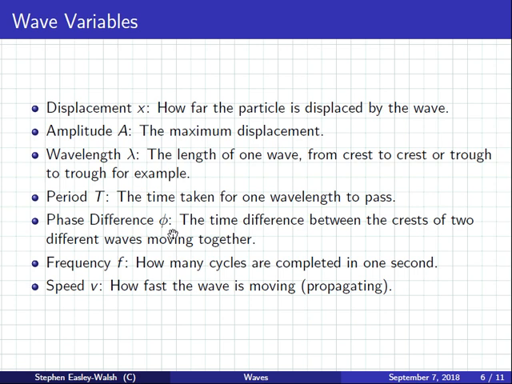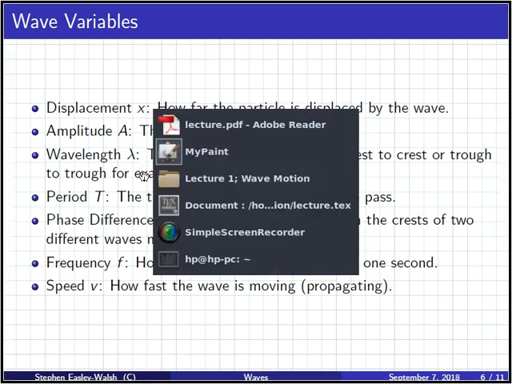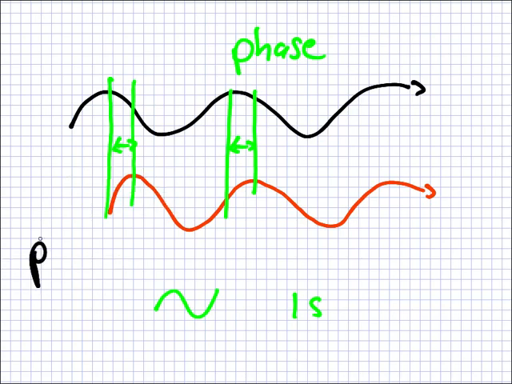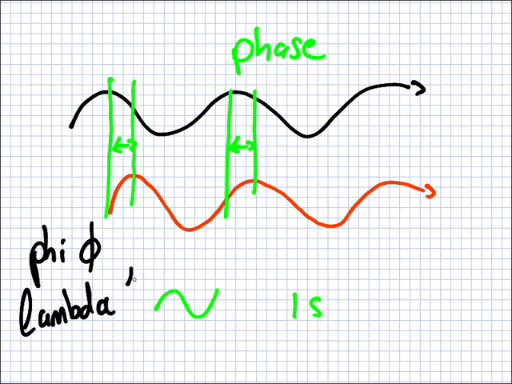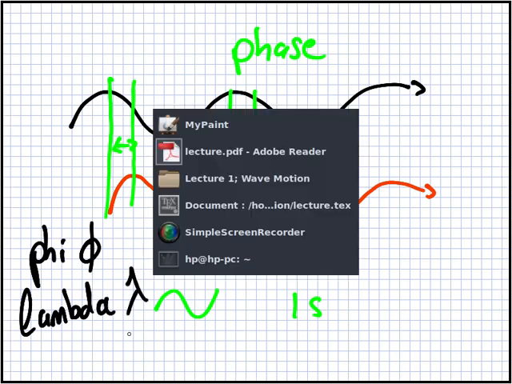Phi. Yeah. What's that? Wavelength. Oh, this one? Yeah, what's this one? Do you know? This one's phi, and this one? Lambda. Do you want me to write them down for you? Phi. Lambda.